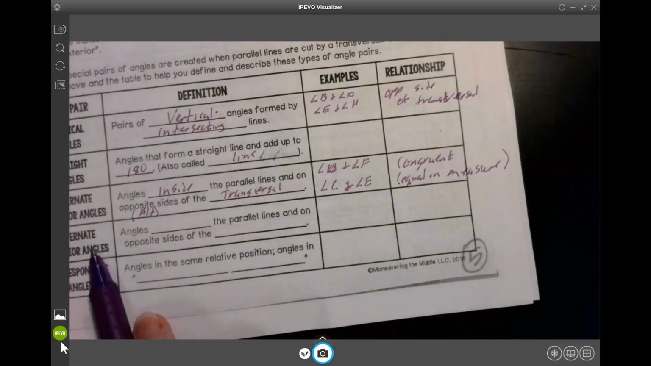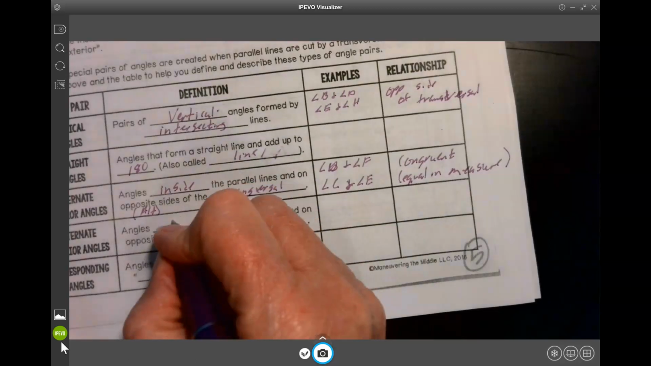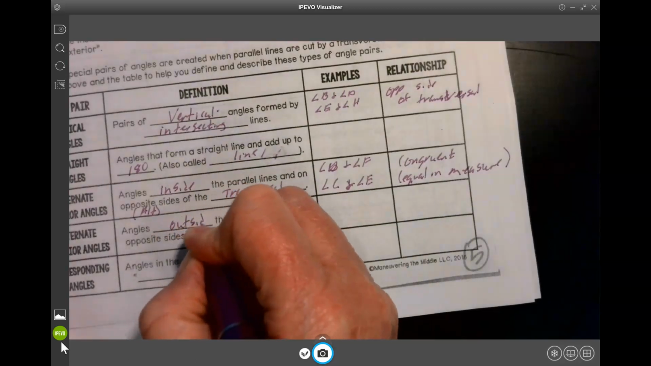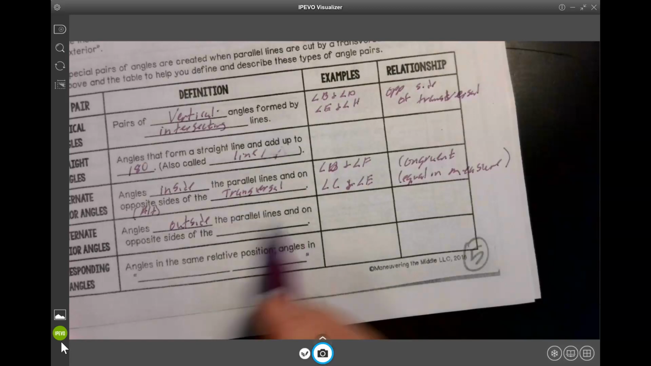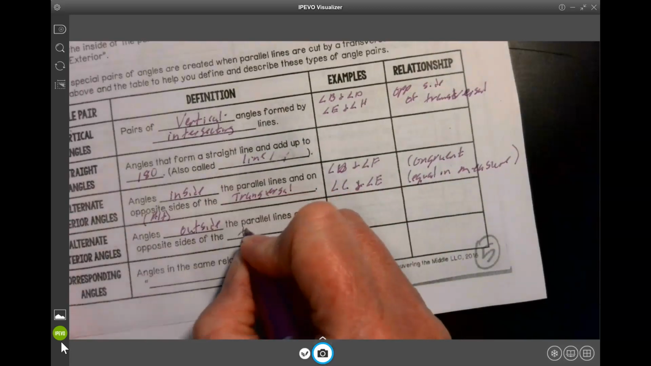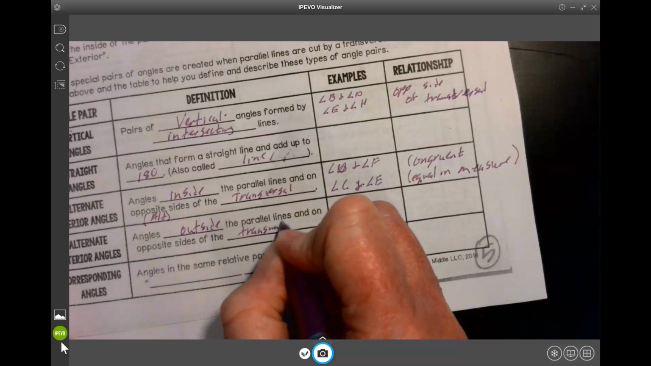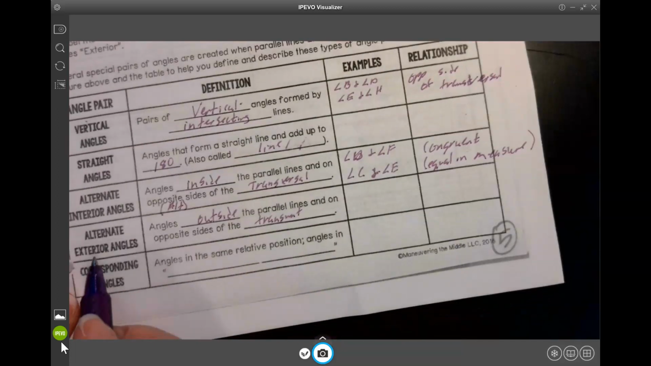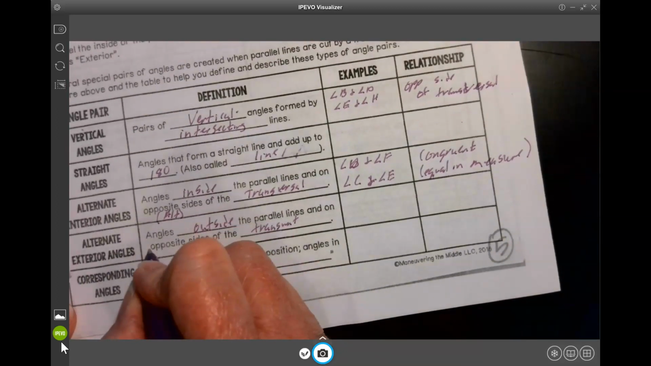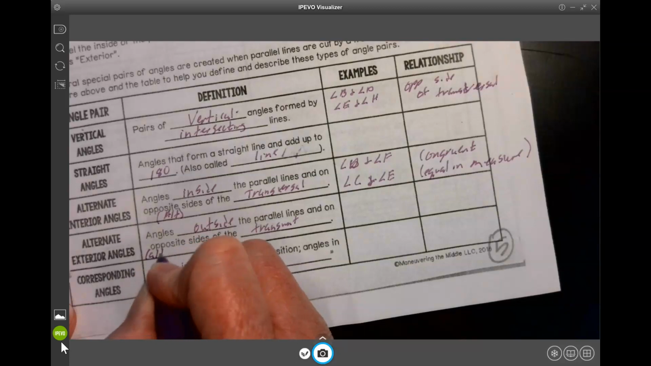Now we have alternate exterior: angles outside, on the exterior of the parallel lines, and on opposite sides of the transversal. So they're opposite sides and they're external. So remember this, instead of opposite, we could have said alternate.